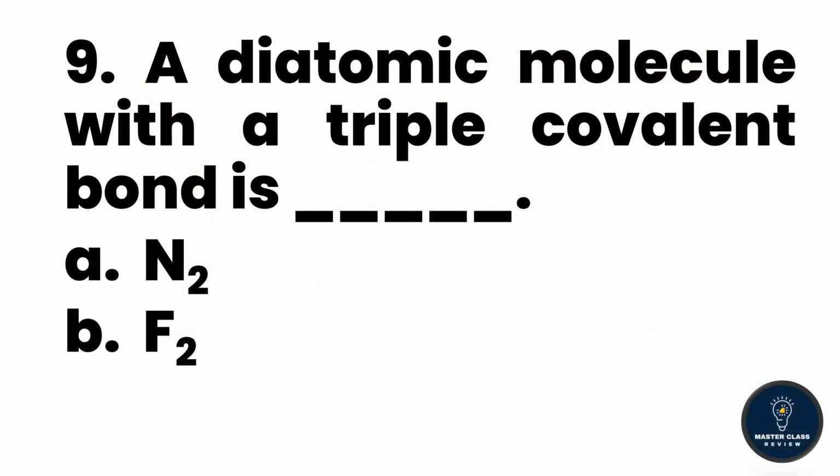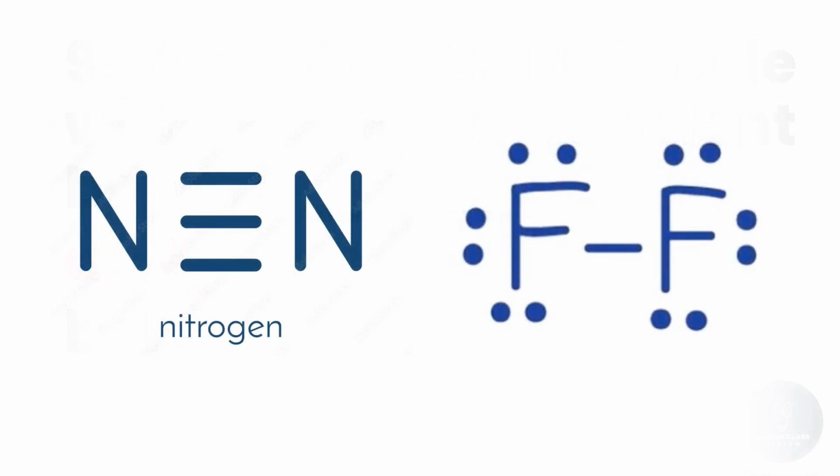A diatomic molecule with a triple covalent bond is what? Correct. Letter A. N2 or diatomic nitrogen. Non-metals love to share electrons. Sharing of electrons to form a molecule is called covalent bond.